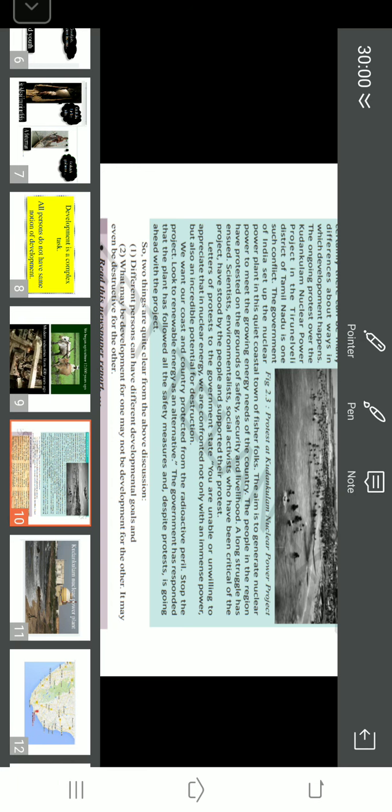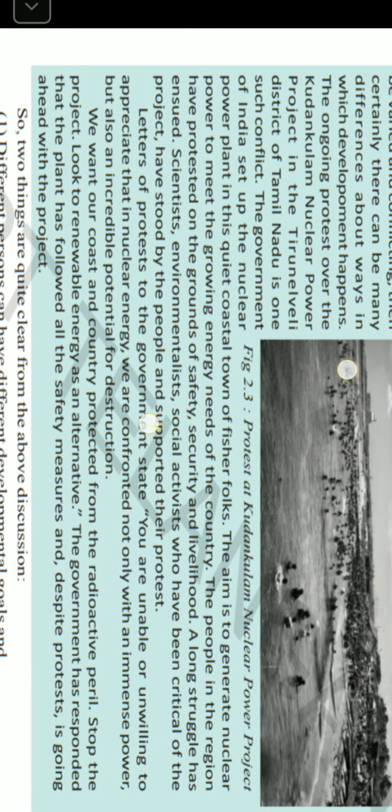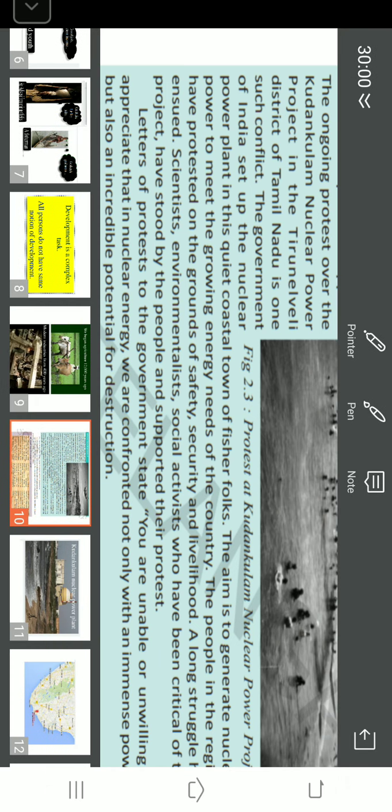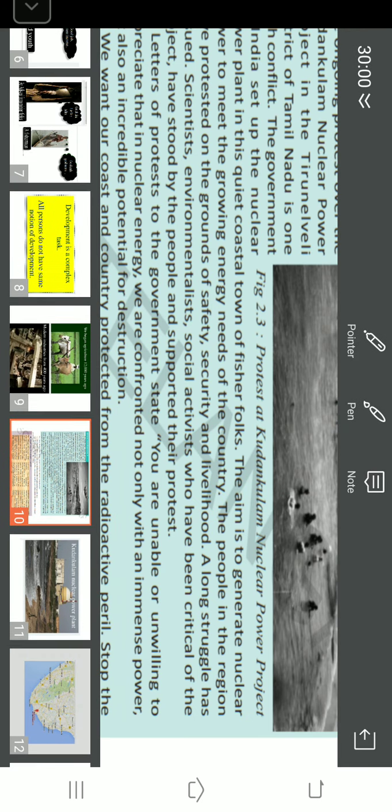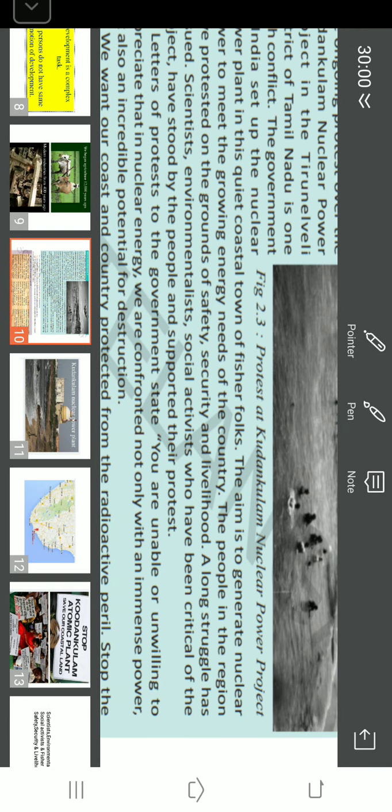Here, in this figure, you can see that many of the people in the coastal area are opposing the construction of the nuclear power plant, so it is against their livelihood. So they are not allowing it. Though there is a severe protest, the government decided to construct this nuclear power plant. So here, these people have lost their livelihoods, right?